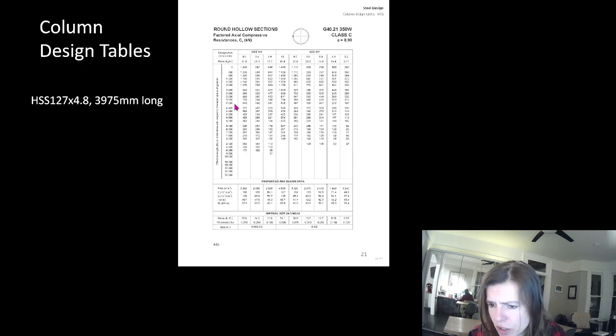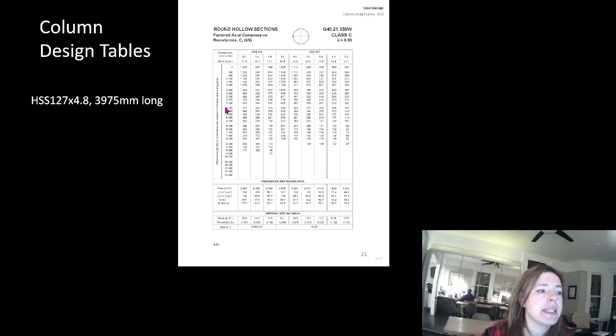So we can look at this chart, which means we're somewhere in between 3,600 millimeters and 4,000 millimeters. So we know we can interpolate between these two values here. Now, what do you think it's going to be? Is it going to be closer to the 4,000 or is it going to be closer to the 3,600?